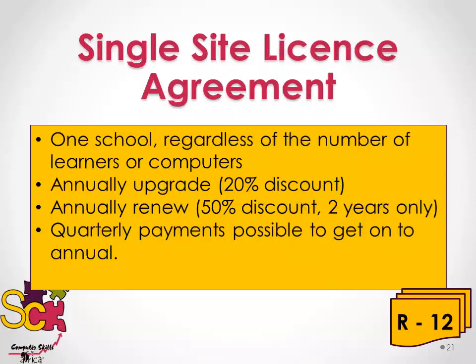So to summarize it again, a single-site license agreement is for one school, regardless of the number of children or the number of computers. If you do an annual upgrade, you get 20% discount. If you do a renewal, you get 50% discount, which you can do 2 years in a row. We can do quarterly payments. This is specifically for if you want to start halfway through the year or even in October. Then we just give you a license for that quarter.